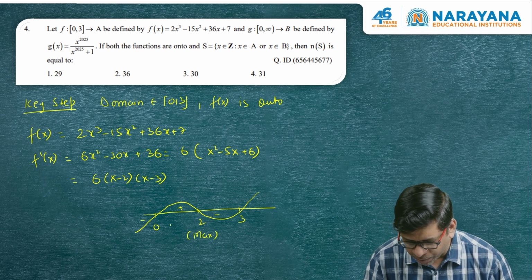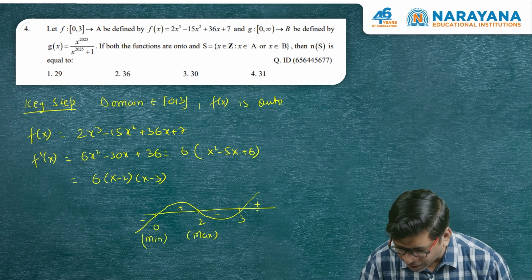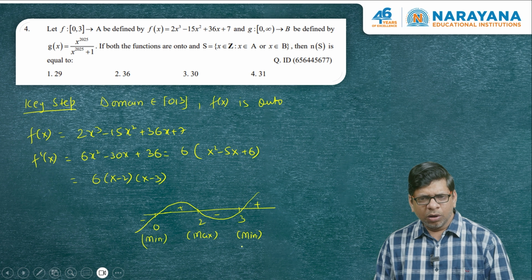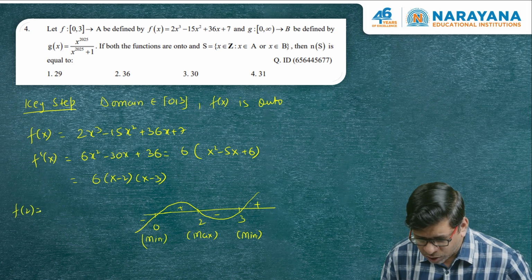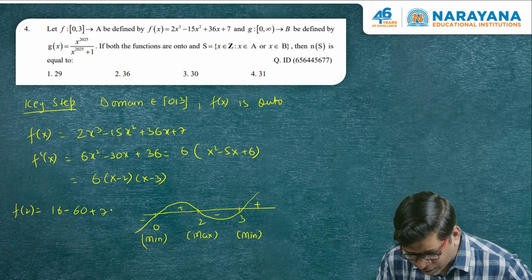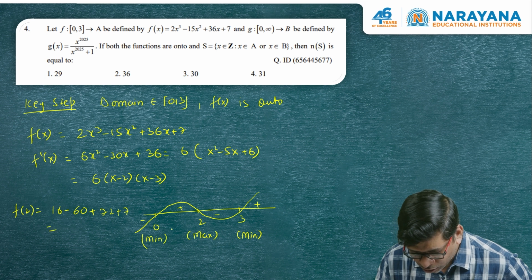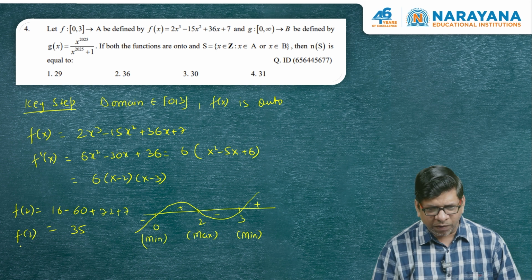About 0, it will change from negative to positive. It is a point of minima. About 3, it is changing the sign from negative to positive. It is a point of minima. So the maximum value will be obtained at 2. So what is f of 2? That will be the maximum value. Put 2. So this becomes 16 minus 60 plus 72 plus 7. So this will become 12, 35. So f of 2 becomes 35.